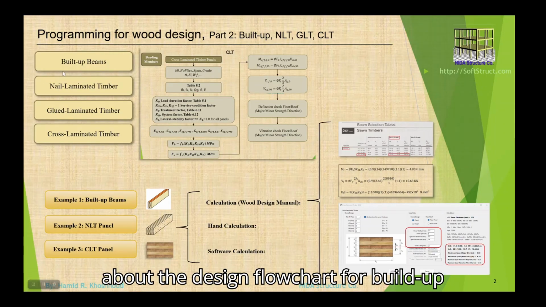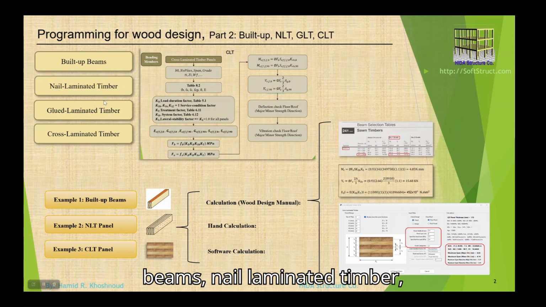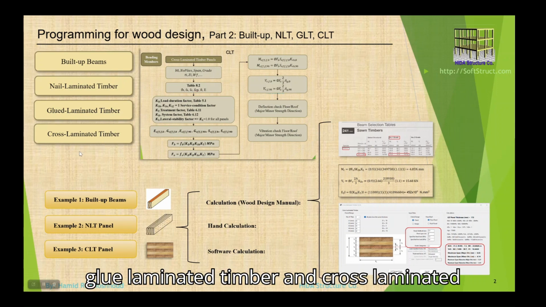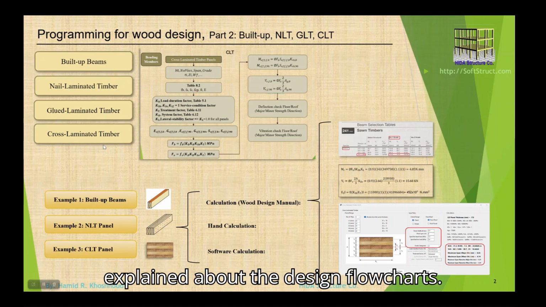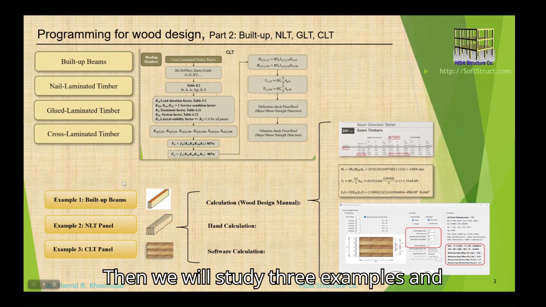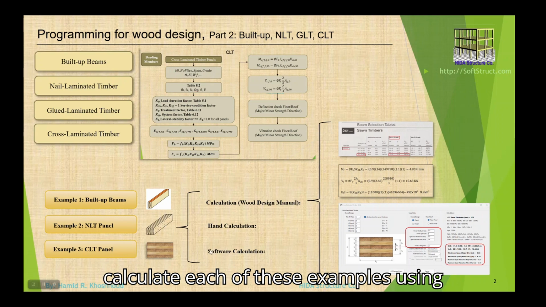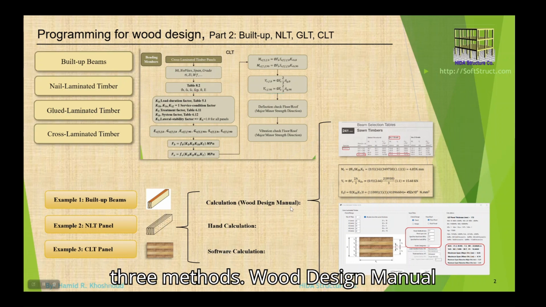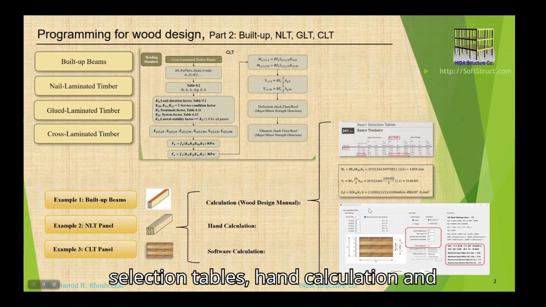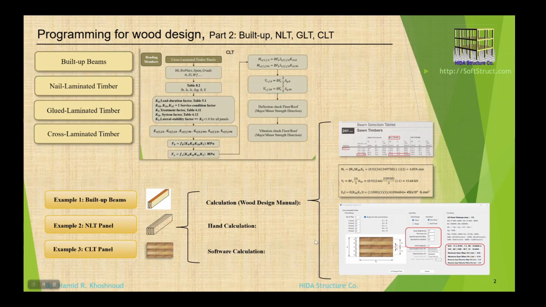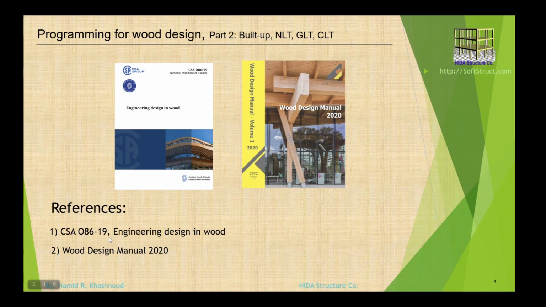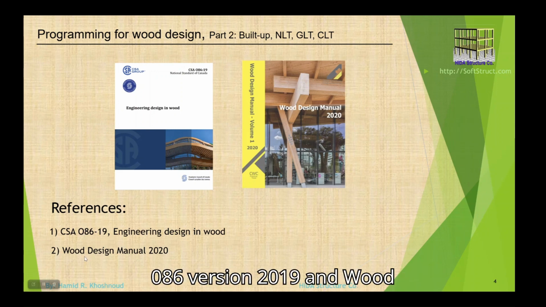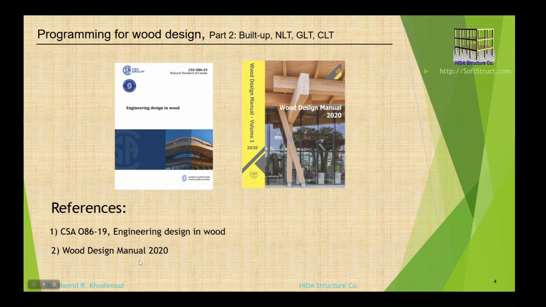I will talk about the design flowchart for built-up beams, nail-laminated timber, glue-laminated timber, and cross-laminated timber. For each part, I have explained the design flowcharts. Then we will study 3 examples and calculate each of them using 3 methods: Wood Design Manual selection tables, hand calculation, and software calculations. Our references are Canadian Code CSA O86 version 2019 and Wood Design Manual 2020.